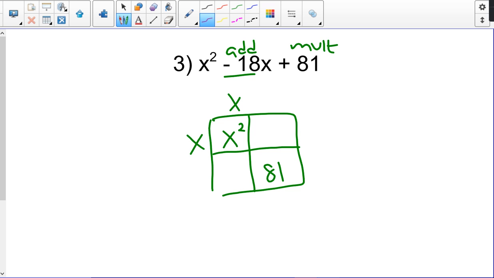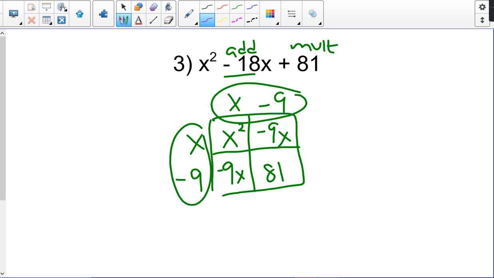So if you think of factors of 81, there's 9 times 9, okay? However, we need negative 18, right? So we're going to use negative 9 and negative 9. Negative times negative multiplies to a positive, so that works with a positive 81. And that gives us the terms negative 9x and negative 9x. And if you add those two terms together, yes, you get that negative 18x that we had in the product we were given. So we have this done correctly. So we'll write out the factors, x minus 9 and x minus 9.